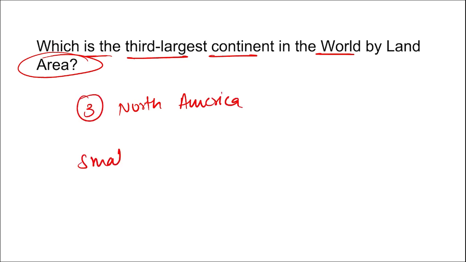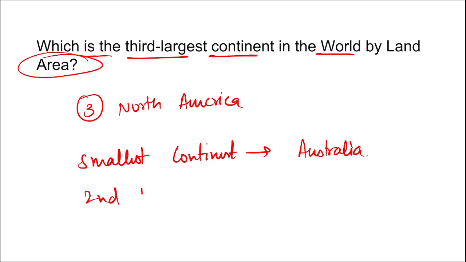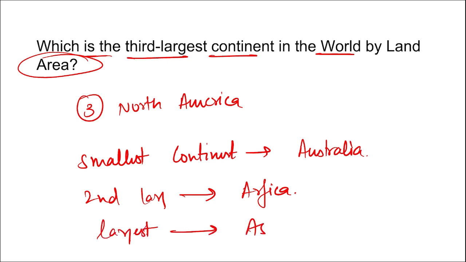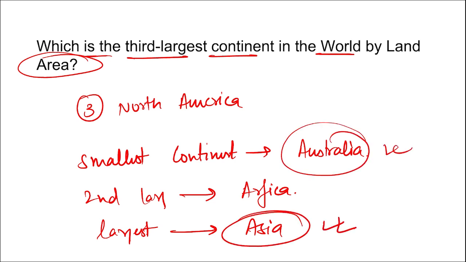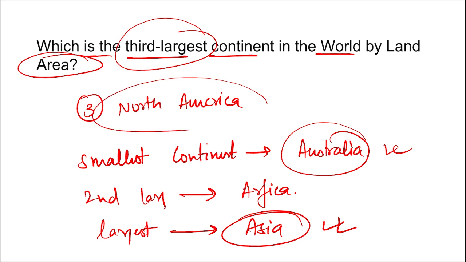If I ask you the smallest continent, comment below. Which is the smallest continent in the world? It will be Australia. Which is the second largest continent? Second largest continent is Africa, and the largest continent will be Asia. Alright, largest Asia, smallest Australia, and the third largest will be North America.